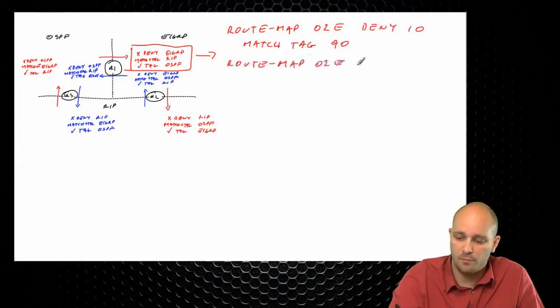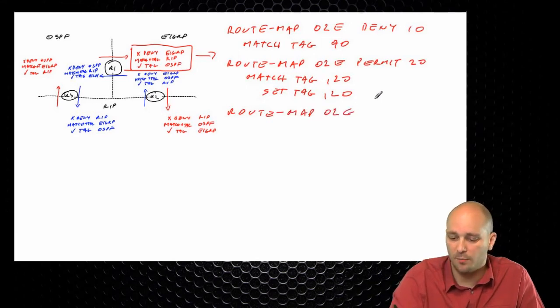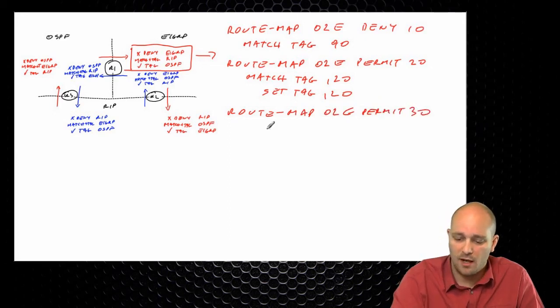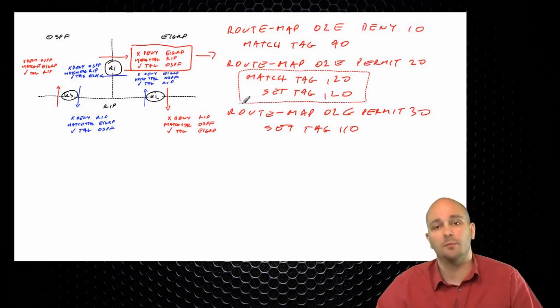Then I'm going to have route map OSPF to EIGRP, permit 20. I'm going to have match tag 120, and then set tag 120. And then I'm going to have route map OSPF to EIGRP, permit 30, and I'm going to have simple set tag 110. Now, this part here, when you first see it, looks a little bit confusing.